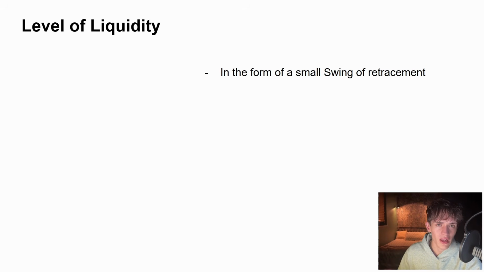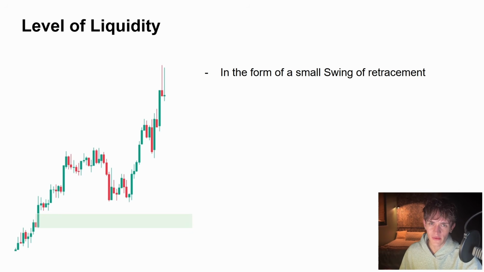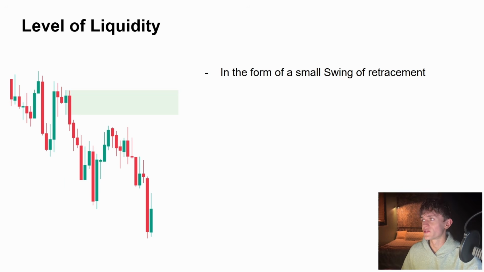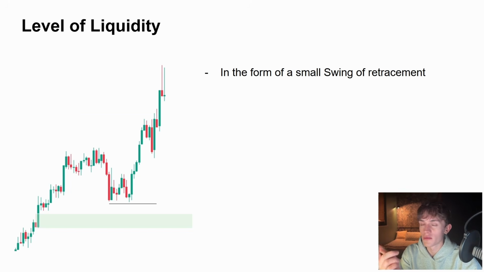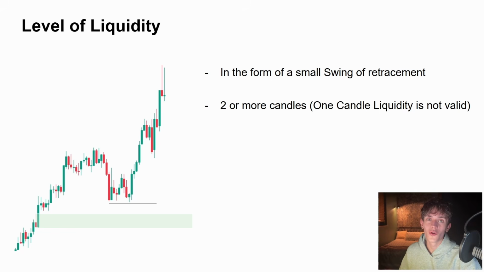Next, let's talk about our level of liquidity. And this is going to be in the form of a small swing of retracement, as we can see just here. I'll also chuck it into a supply, just because once again, it's really good to see. But let's just go through the demand example, just because it's cleaner. So for our first point, we want this swing to be 2 or more candles. One candle liquidity is not going to be valid since it doesn't make a visual enough swing to actually be certain that a strong level of liquidity is sitting below there.